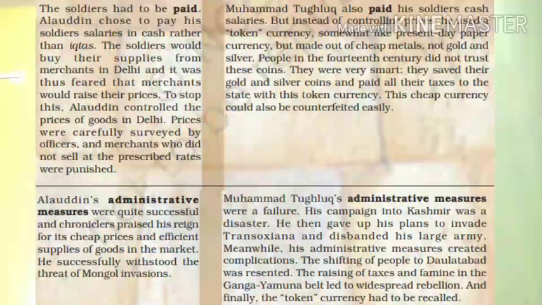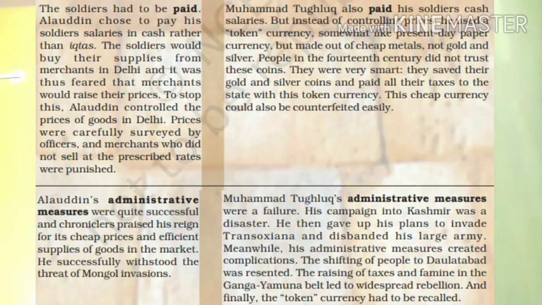Now the next point is the soldiers had to be paid. Alauddin chose to pay his soldiers in cash. The soldiers would buy their supplies from merchants in Delhi, and it was thus feared that merchants would raise the prices. To stop this, Alauddin controlled the prices of goods in Delhi. Prices were carefully surveyed by officers, and merchants who did not sell at prescribed rates were punished.